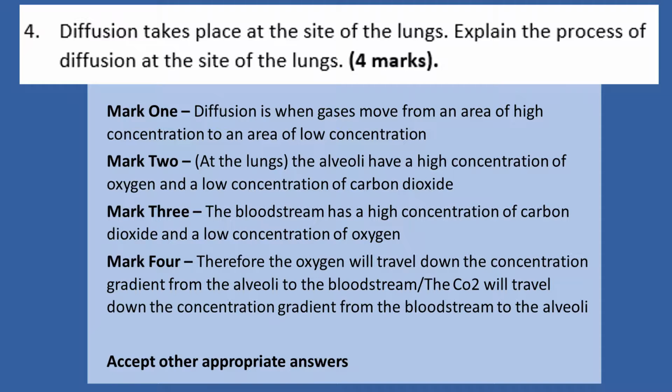So for the final mark, we can say that therefore the oxygen is going to travel down the concentration gradient from that area of high concentration in the alveoli to that low concentration in the bloodstream. Or you might have said the reverse and said how carbon dioxide will travel down the concentration gradient from the bloodstream to the alveoli.